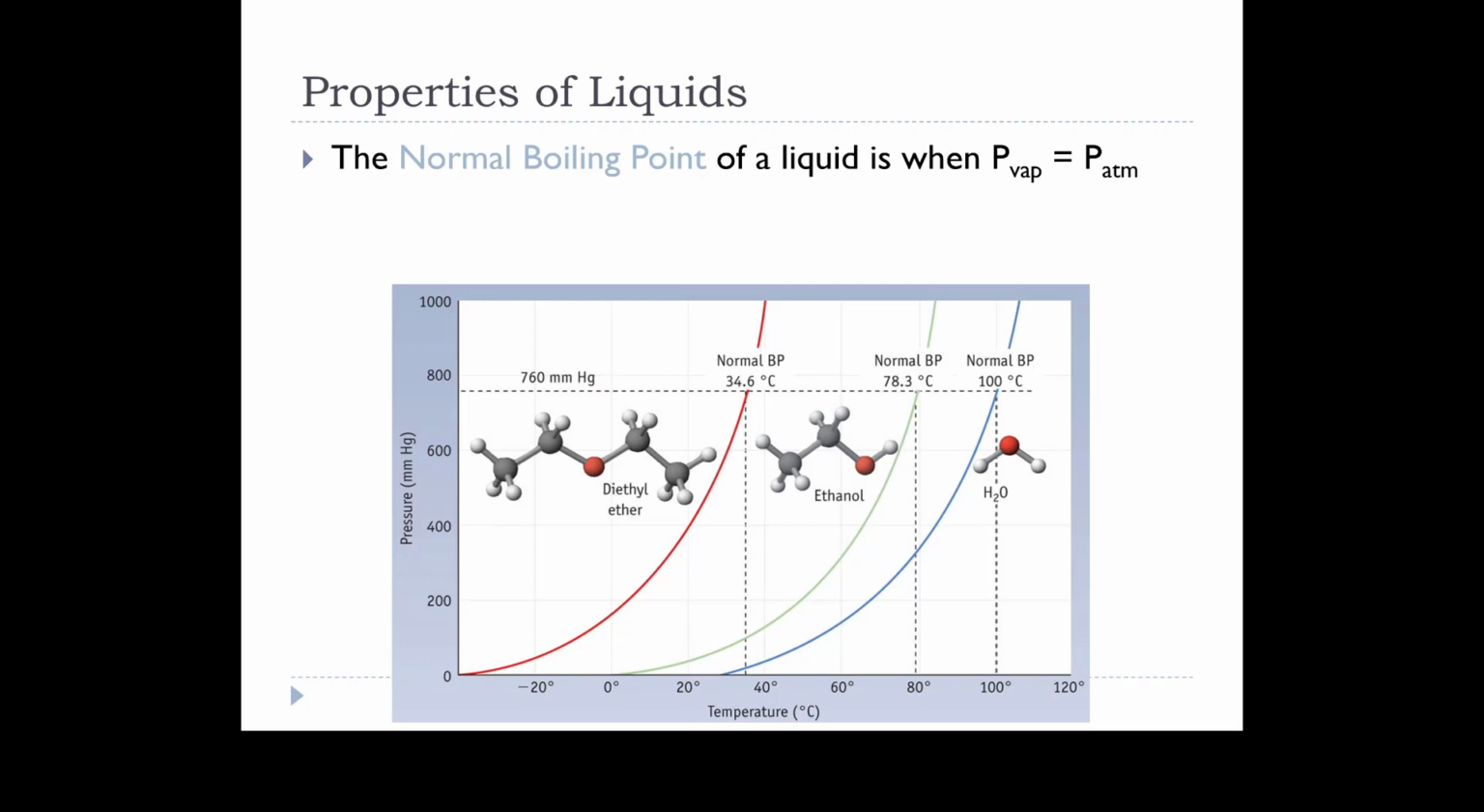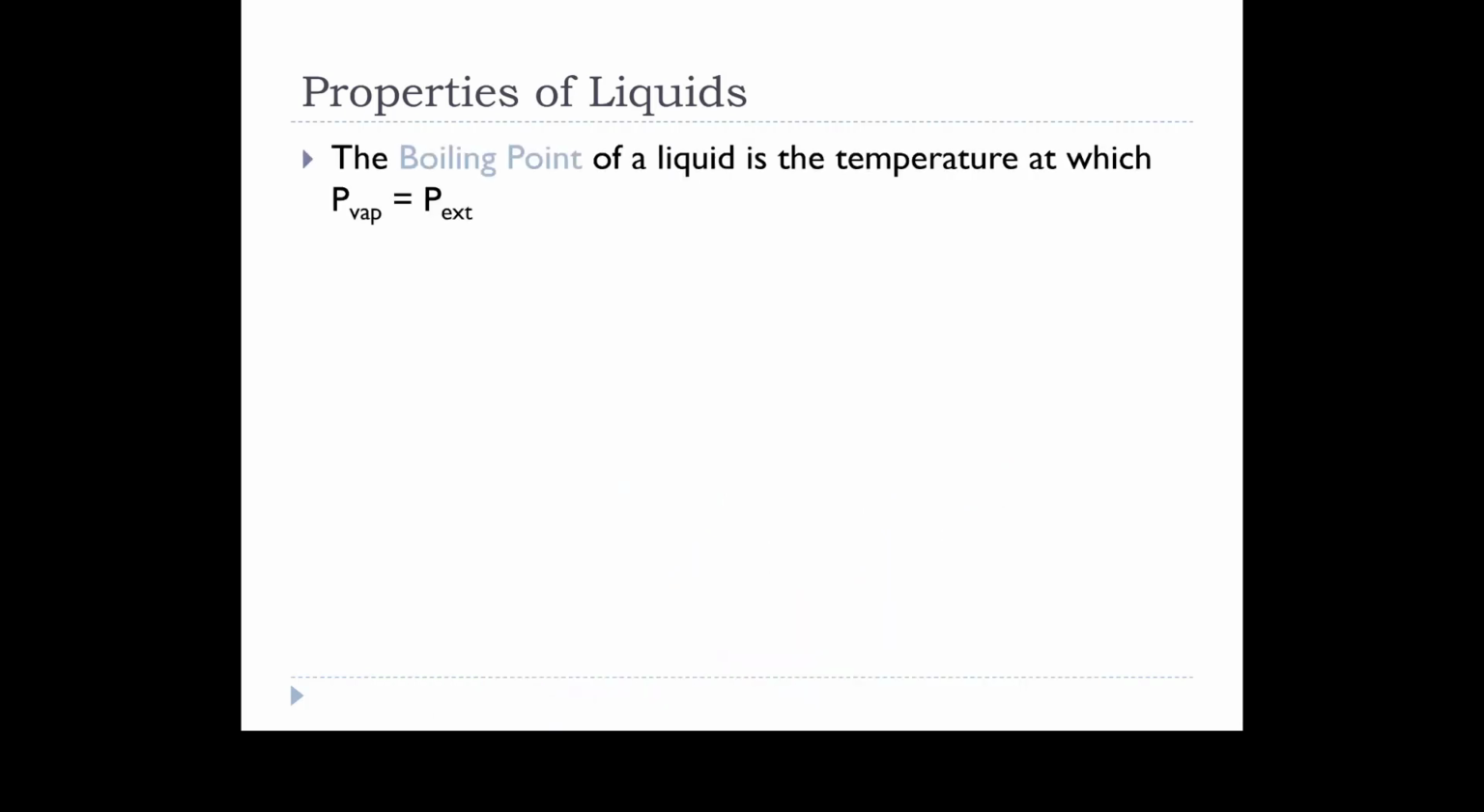But we know that water boils at a different temperature at the beach than it does in Denver, Colorado, right? So what's the difference there? Well, that's not normal boiling point. That's just boiling point, okay? So there's a nuance there, a slight difference. Normal boiling point's when the vapor pressure equals 1 atmosphere. And those are the tabulated values.